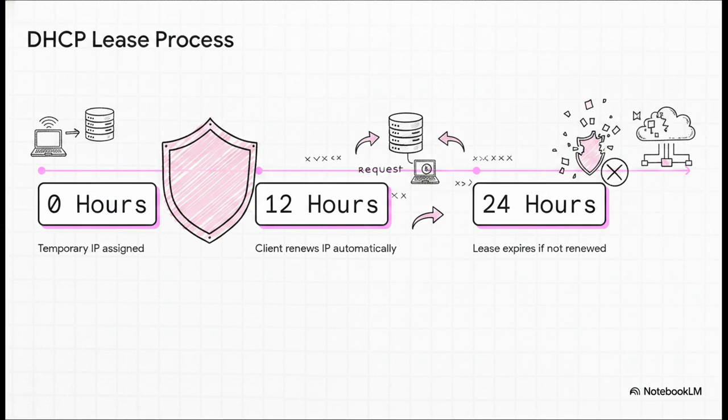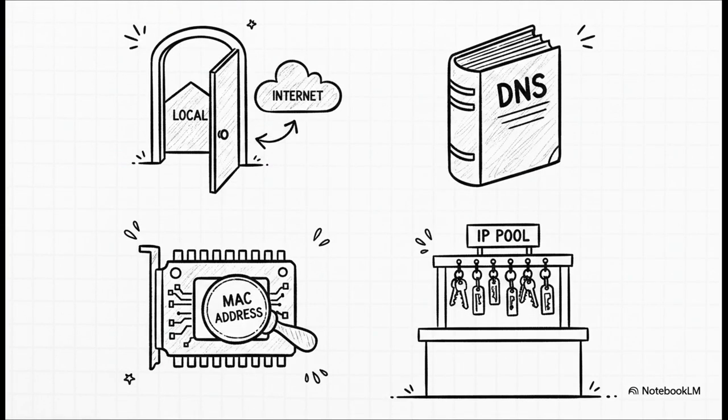But if it's not renewed, at 24 hours the lease completely expires, the IP is stripped away, and your connectivity is lost. To fully grasp the whole DHCP package, let's quickly translate these core networking terms into plain English. The gateway is simply your router's IP. It's basically the door your data uses to leave the local network and go out to the internet.